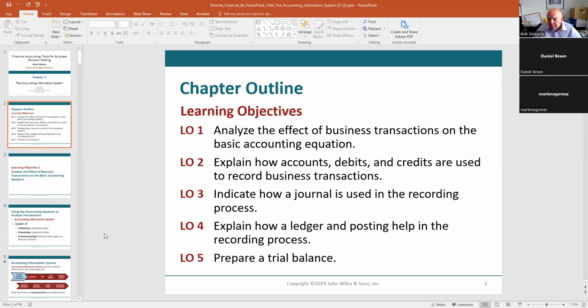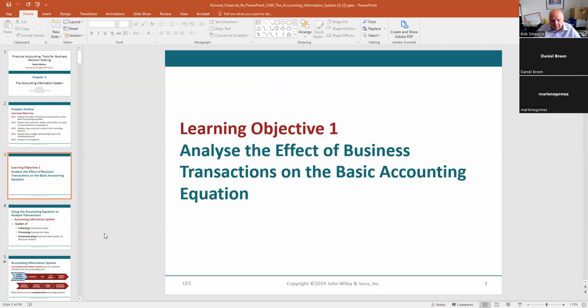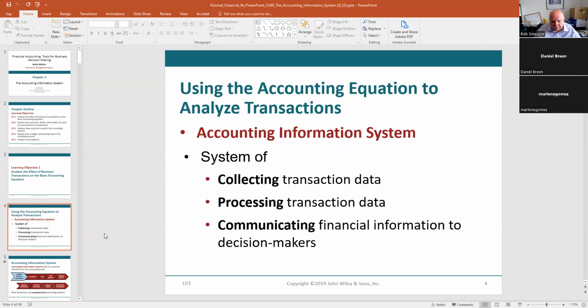We're going to get into some business transactions now and start the process of accounting. We start by analyzing transactions, and then we record them in a journal, and then we move them into our trial balance and the general ledger. So let's get a look here. Analyze the effect of business transactions on the basic equation. So the accounting information system.